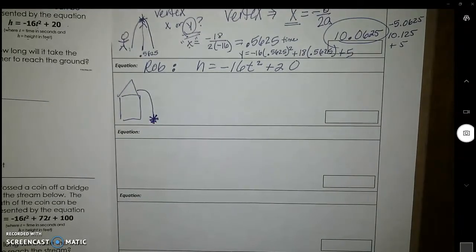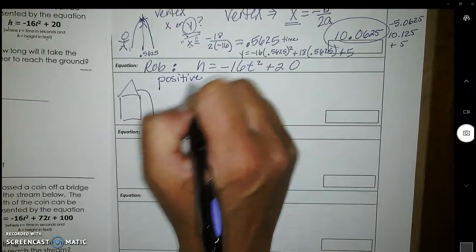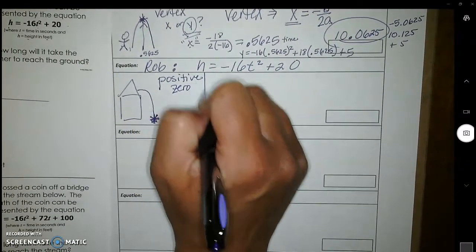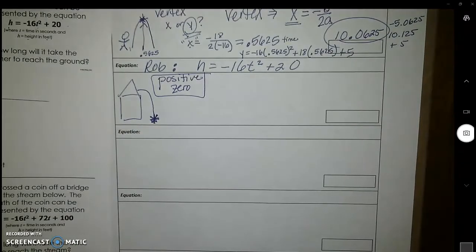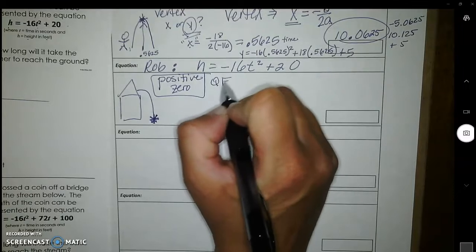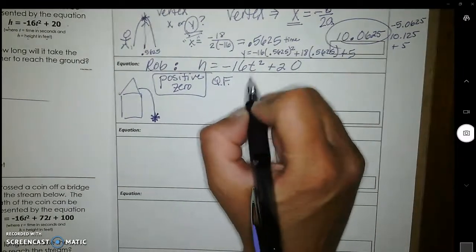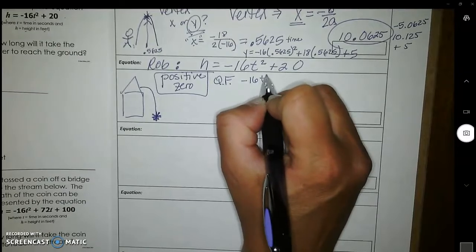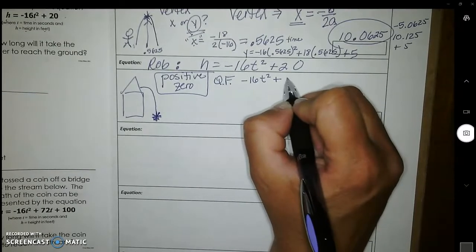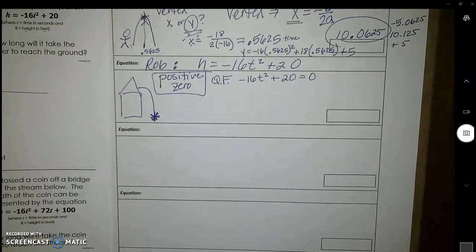So are we finding an X at a vertex, a Y at a vertex, or a positive 0? So I hope you said we're finding a positive 0. Okay? All right, well, how do you do that? How do you find a 0, Ms. Hunsaker? All right, well, quadratic formula, right? Set this equal to 0. Negative 16t squared plus 20 equals 0.